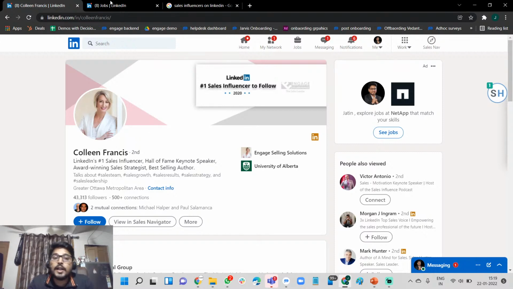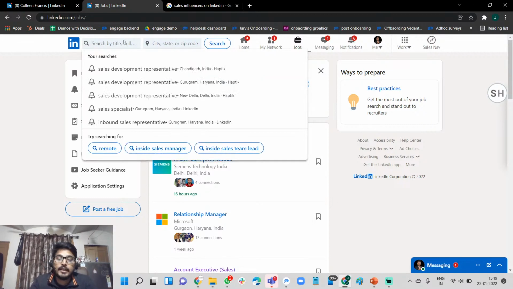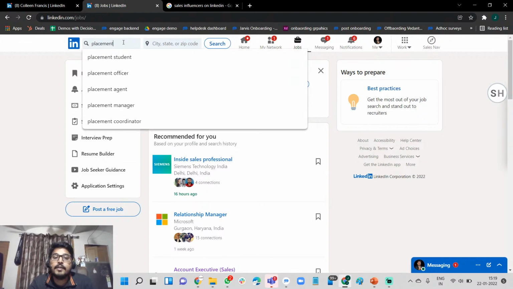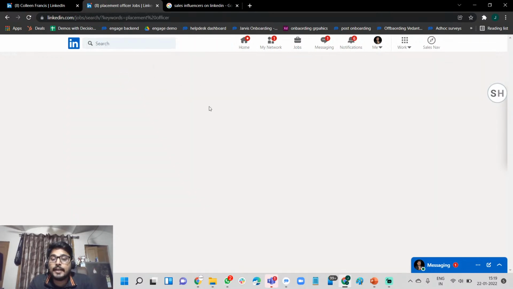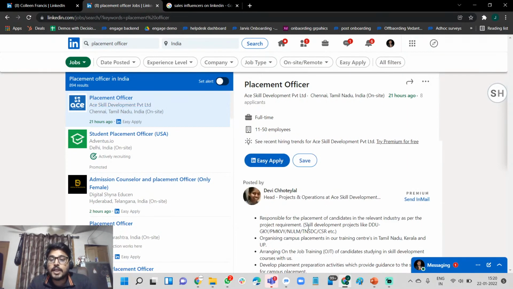The second thing we want is a job opportunity, because we want to build a job-oriented LinkedIn profile. You need to have one job opportunity in front of you. For this particular example, let's take a job opportunity of, let's say, a placement cell itself, so that you guys can connect as well with how exactly you have to build a LinkedIn profile. So let's take an example of this particular Skill Development Private Limited, who is looking for a placement officer.